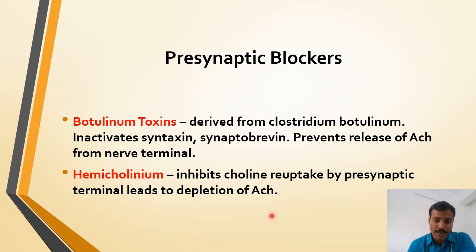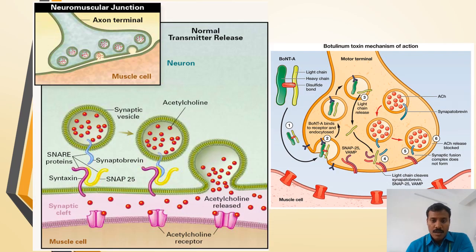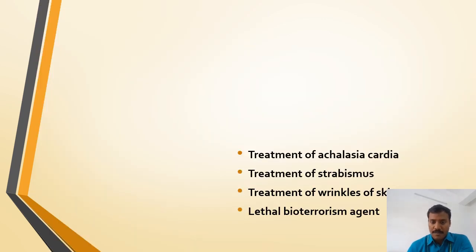Hemicholinium inhibits the choline reuptake by the presynaptic terminal, which leads to depletion of acetylcholine. So acetylcholine resynthesis will be affected. So this is the action of botulinum toxin. It inactivates syntaxin and synaptobrevin so that vesicles cannot undergo exocytosis into the synaptic cleft.